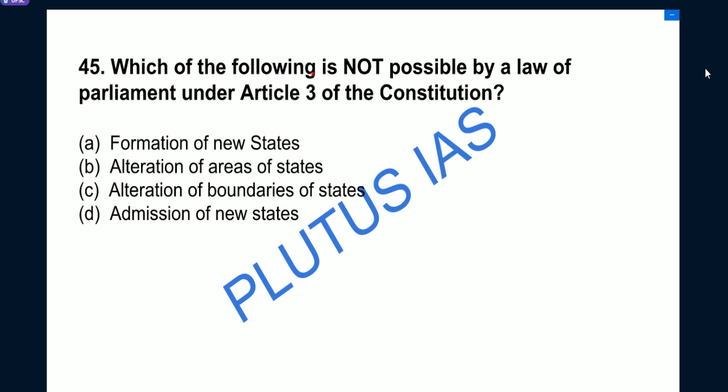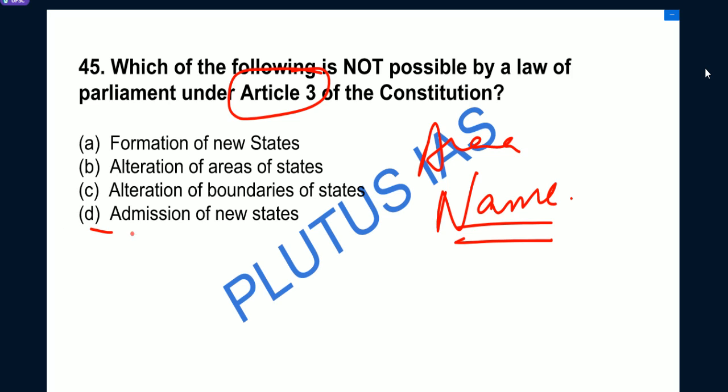Next question. Which of the following is not possible by a law of Parliament under Article 3 of the Constitution? As per Article 3, what can be done? There can be formation of a new state. Area can be changed. In fact, the name can be changed. But admission of new states cannot be done. So this is the answer.